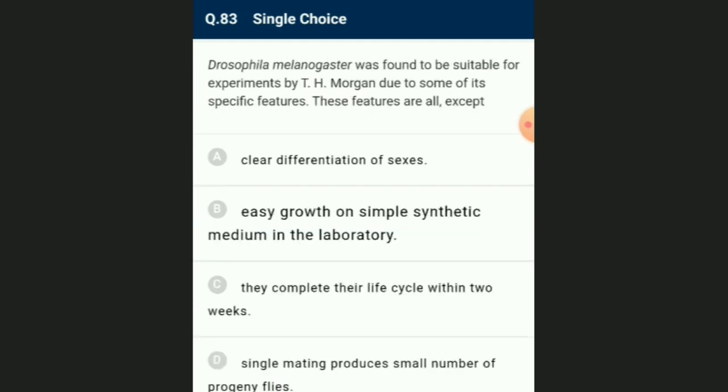Question number 83. Drosophila melanogaster was found to be suitable for experiments by T.H. Morgan due to some of its specific features. These features are all except. First one is clear differentiation of sexes, easy growth on simple synthetic medium in the laboratory. They complete their life cycle within 2 weeks. Due to these reasons, T.H. Morgan selected Drosophila melanogaster, except single mating. Single mating produces a small number of progeny. Flies are given. By single mating, Drosophila produce a large number of progenies. So the incorrect one is option D.